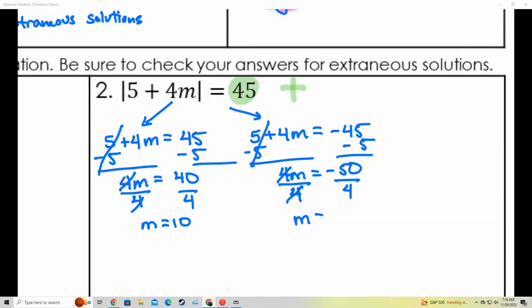I get m equals negative 50 over 4. Now that's a great answer, except formative is going to mark that wrong. They don't want decimals. We're going to leave it as a fraction, but that fraction can be simplified by 2. So I'm going to divide the top and the bottom by 2. What I end up with is negative 25 over 2. And that's as simplified as it's going to get.